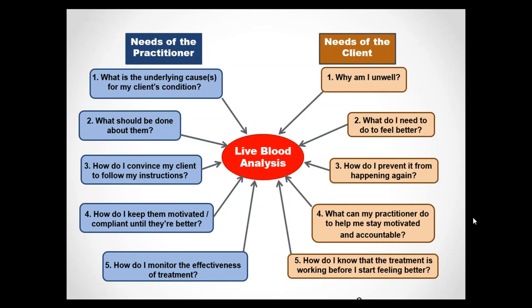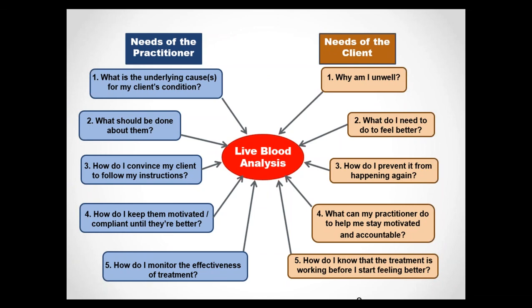Now, in live blood analysis, it's a fairly simple procedure. We collect a drop of blood from the client's finger. It's a little pinprick on the finger, and we look at the blood immediately while the client is still there. So it's quite an interactive type of process. And because the blood is still alive, we're able to see the cells behave exactly like they do in the body.